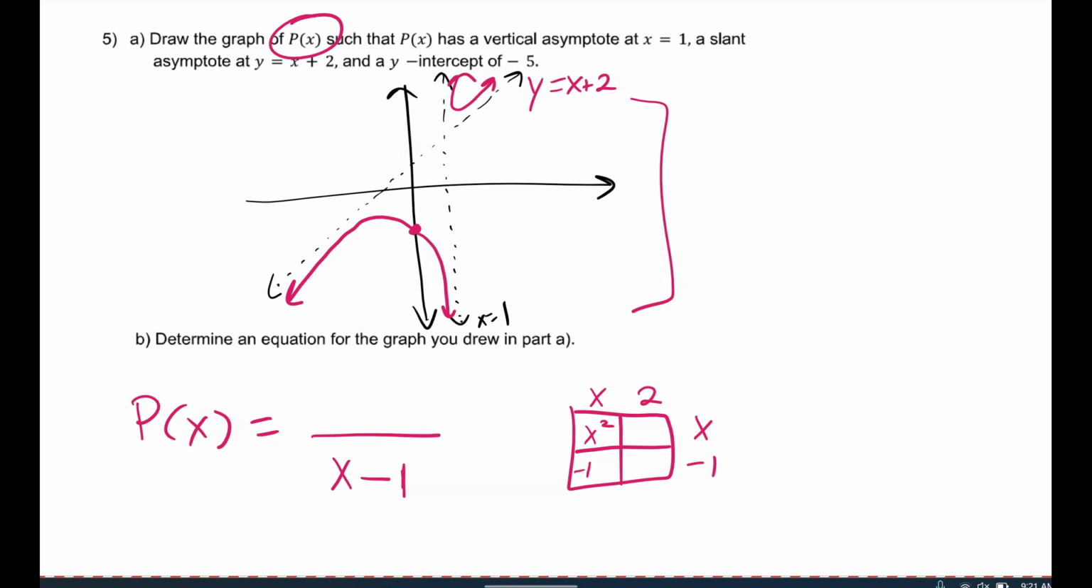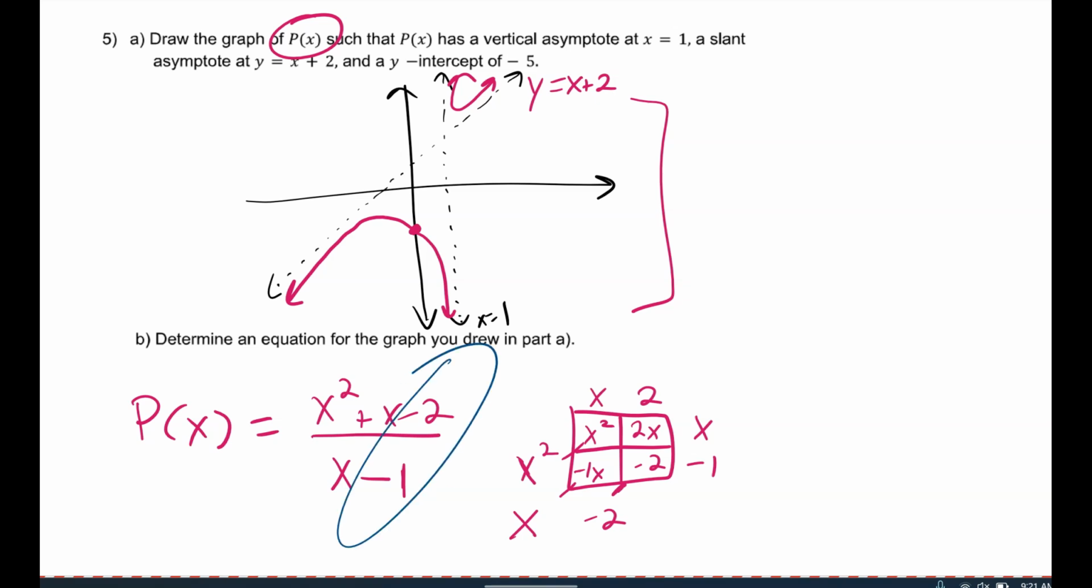So just real quick, I'm using the box method here. You don't necessarily have to, but the quadratic term should just be x squared, the linear term should just be positive x, and now this constant, even though when I multiply x plus 2 times x minus 1, and I get x squared plus x minus 2, there's no way that could be my numerator, because this function would have a y-intercept of positive 2. That's not what I wanted to get here. I wanted to have a y-intercept of negative 5.